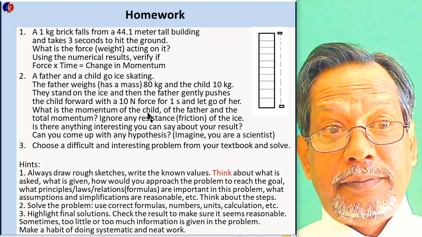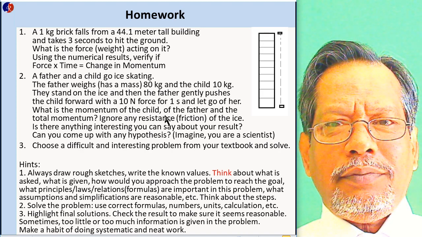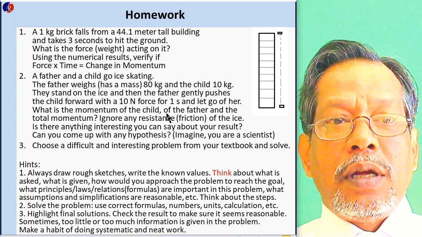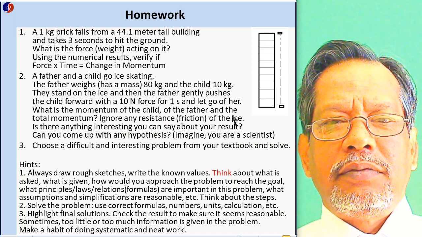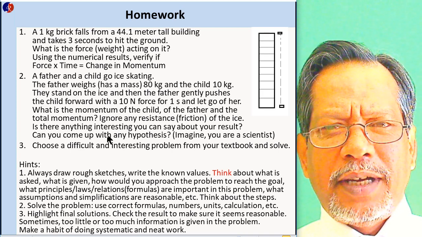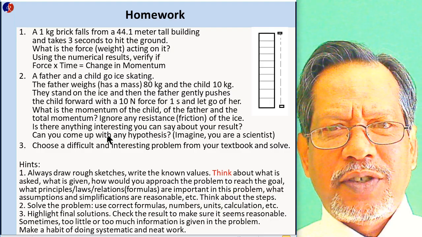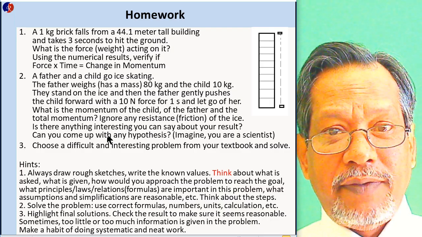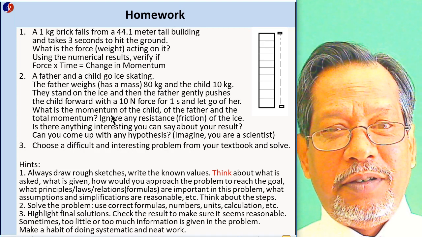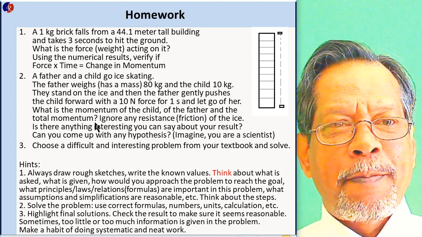You need to find out. It's all from the second law. What is the momentum of the father? And what's the total momentum? You know that momentum is a vector. Mass times velocity. Velocity is a vector. So momentum is a vector. So remember to take care of signs, plus, minus.